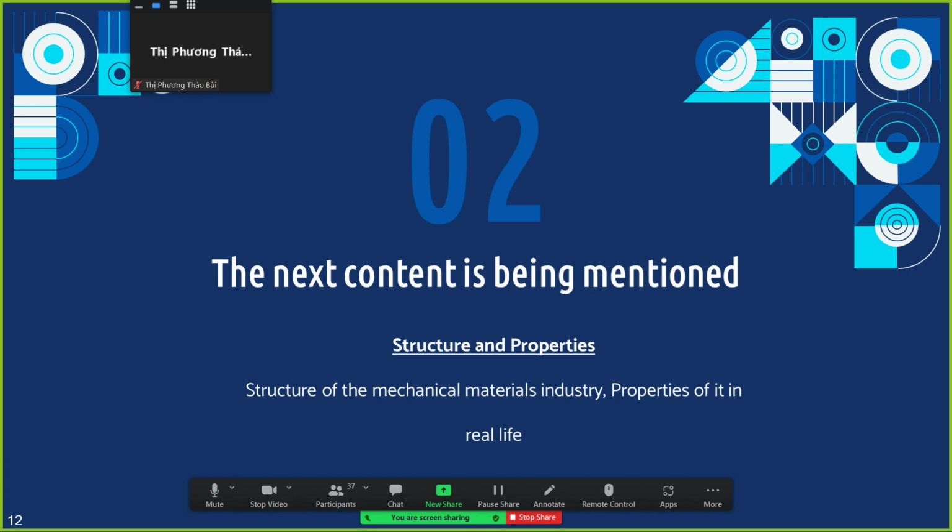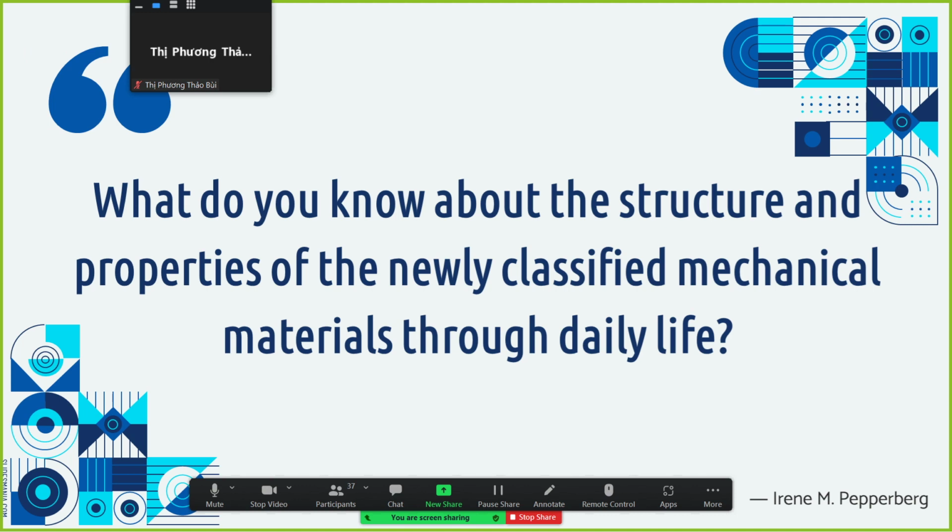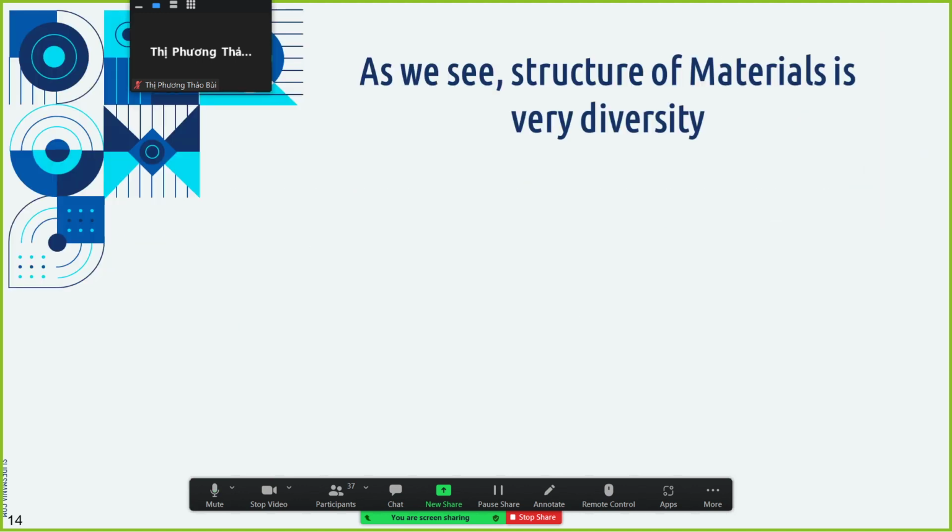Okay, next we are going to look at structure and property. The structure of the mechanical material industry, and the property of it in real life. What do you know about the structure and property in the newly classified mechanical material through daily life? We see that the structure of material is very diverse.